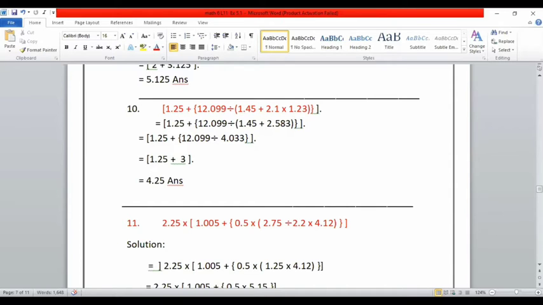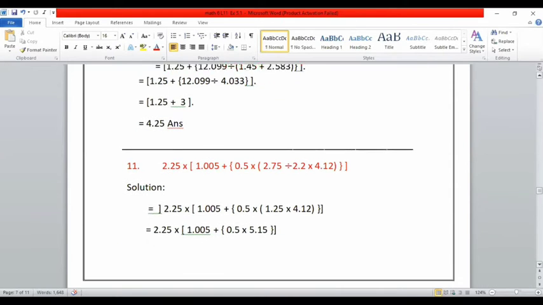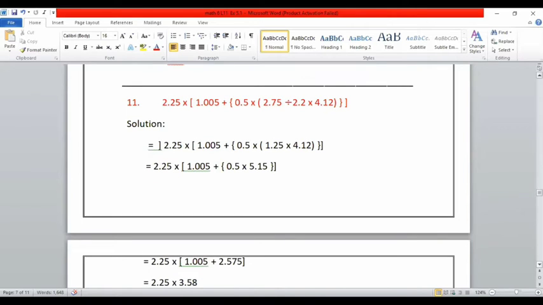Dear student, here we have question number 4. There are a maximum of 3 brackets, and we have addition, multiplication, addition. Here is 2.25 multiply large bracket 1.005 plus curly bracket 0.5 multiply small bracket 2.75 divided by 2.2 multiply 4.12, and small bracket over, curly bracket over, and this is here.